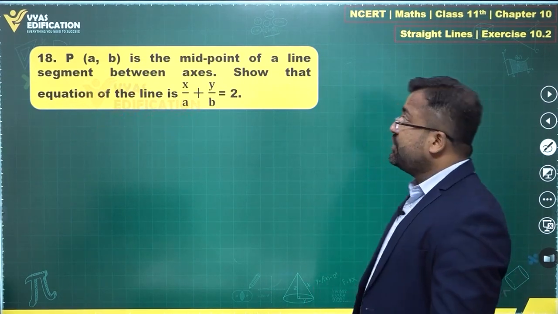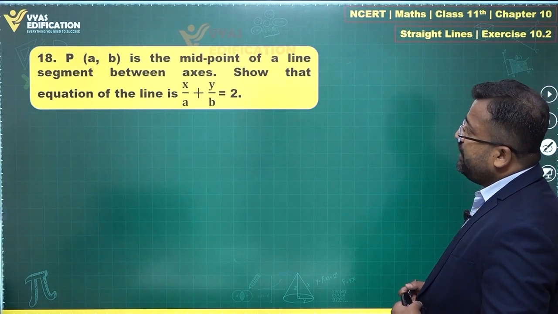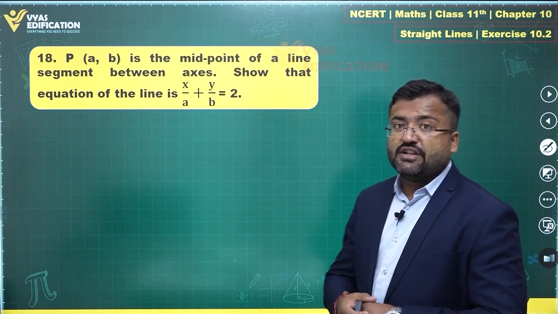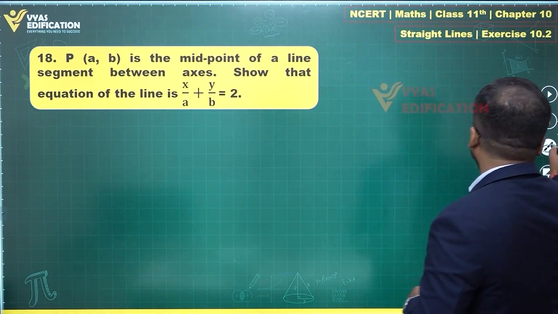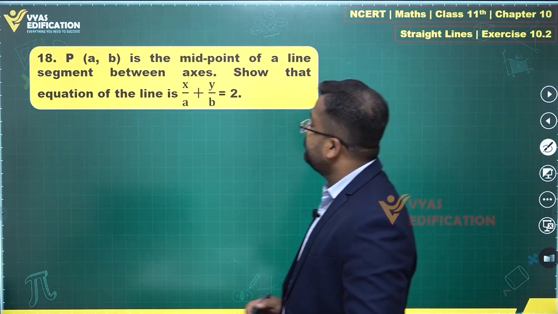Let's talk about the 18th question. P(a, b) is the midpoint of a line segment between axes. Show that the equation of the line is x/a + y/b = 2. Okay, let's deal with this one. So P is the midpoint of a line segment between axes.